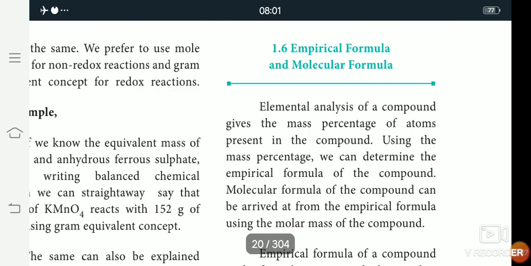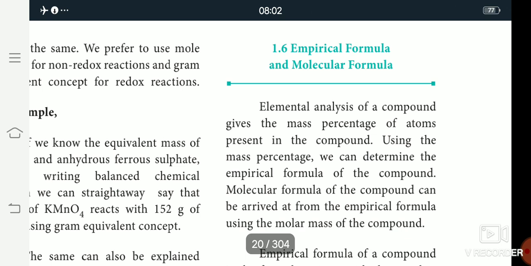The next topic is empirical formula and molecular formula. First, what is the empirical formula? The empirical formula is the simplest formula of a compound, giving the simplest whole number ratio of atoms present in one molecule. The compound means carbon, hydrogen, oxygen present in one compound.